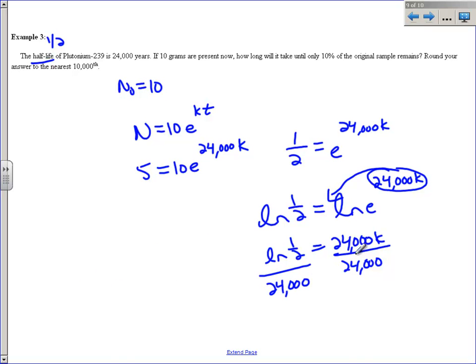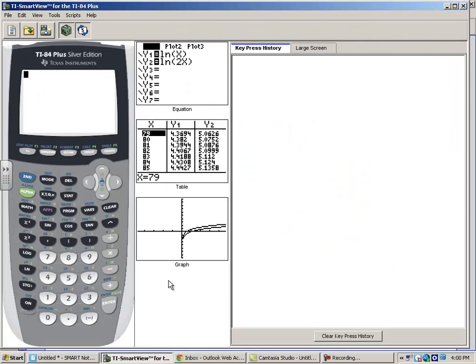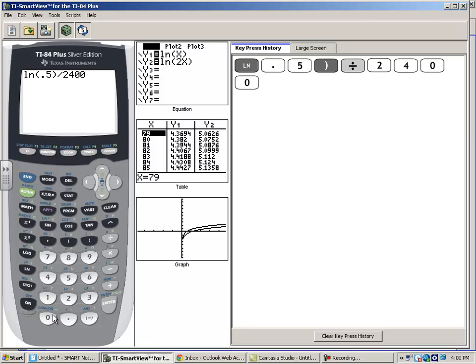So I've got my calculator up. Let's go see what that value is. Natural log of 1/2 divided by 24,000. I got it right there. Okay. So this is 0.0000 then 2888. Oh, and it's negative. Why is it negative? Because we're dealing with a decay situation. So let's come back here.